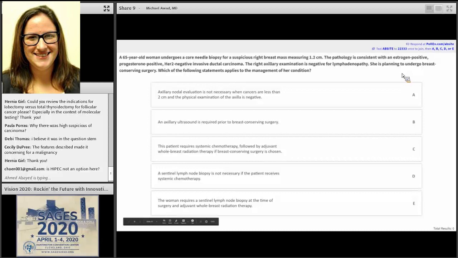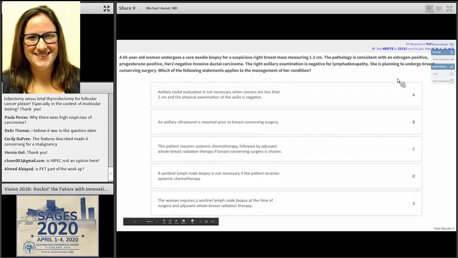Okay, a 65-year-old woman undergoes a core needle biopsy for a suspicious right breast mass measuring 1.2 centimeters. The pathology is consistent with an ER-positive, PR-positive, HER2-negative invasive ductal carcinoma. The right axillary examination is negative for lymphadenopathy. She's planning to undergo breast-conserving surgery. Which of the following statements applies to the management of her condition?